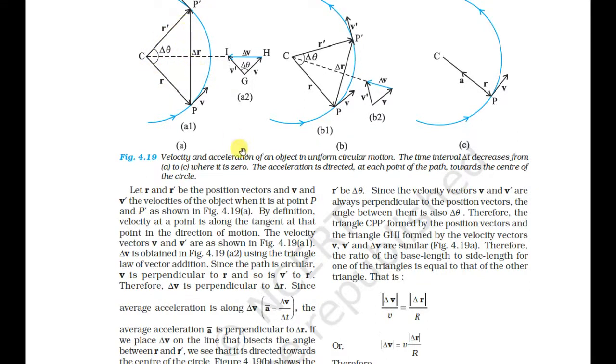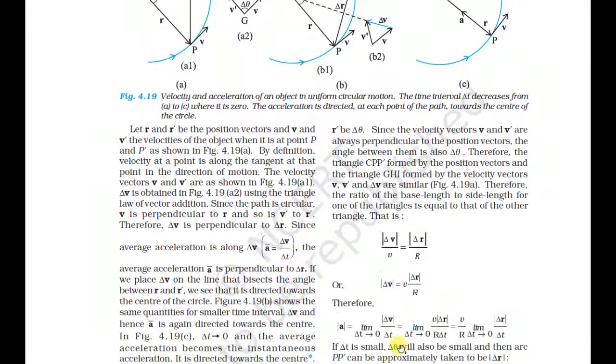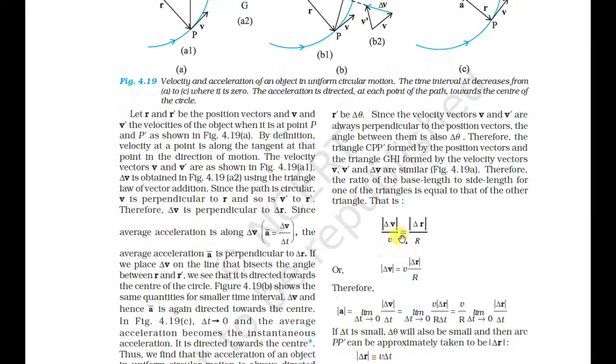So delta r by R is also equal to delta v by v. Both triangles have the same delta theta, so the ratio is always the same due to similar triangles. Now delta v by v is equal to delta r by R. So delta v is equal to v into delta r by R.